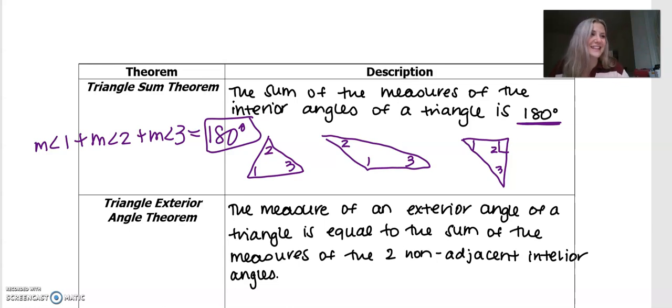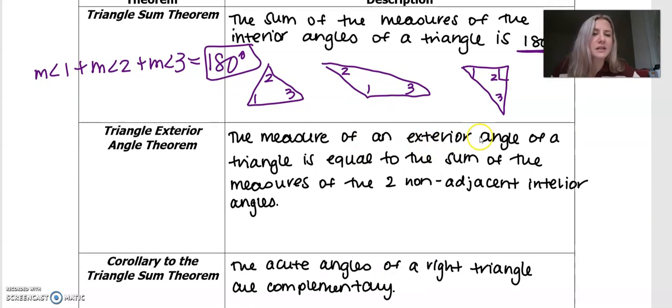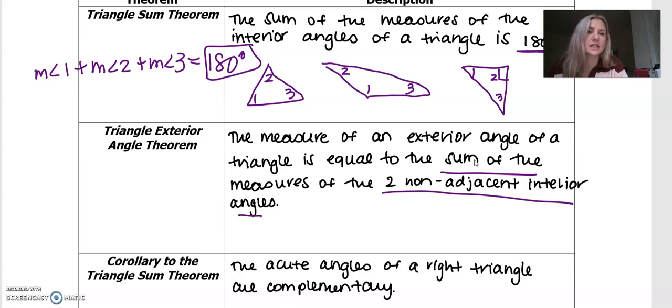Okay. The next theorem that we're going to talk about is the triangle exterior angle theorem, which we're going to use a little bit. This says the measure of an exterior angle of a triangle is equal to the sum of the measures of the two non-adjacent interior angles. So what the heck does that mean, right?